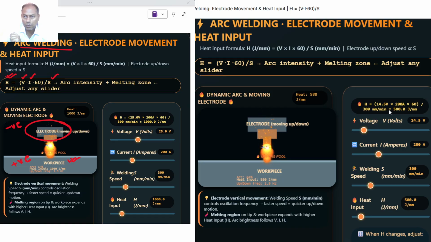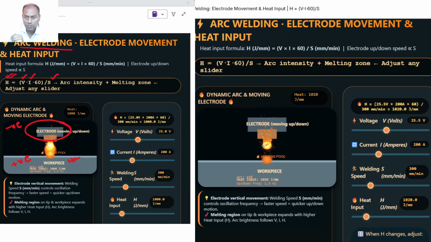see, the H value is decreasing, and in the animation, a smaller amount of heat is transferring to the workpiece. Similarly, when you increase the voltage V slowly and slowly, the H value is increasing. Currently 1320 joule per mm is the value. Now again you are increasing it. See, the density of heat on the workpiece is increasing.